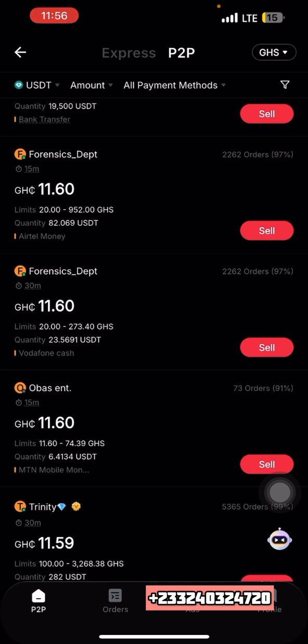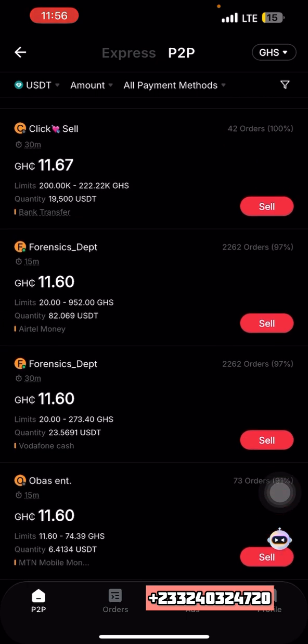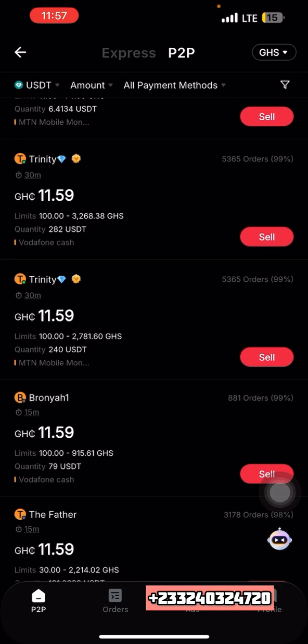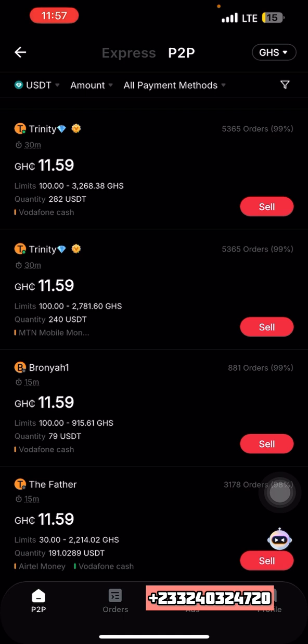For this month, bank to P2P is very good. The rate is very good and it's going on well. That's why I've been doing bank to P2P arbitrage every day for you all to see.